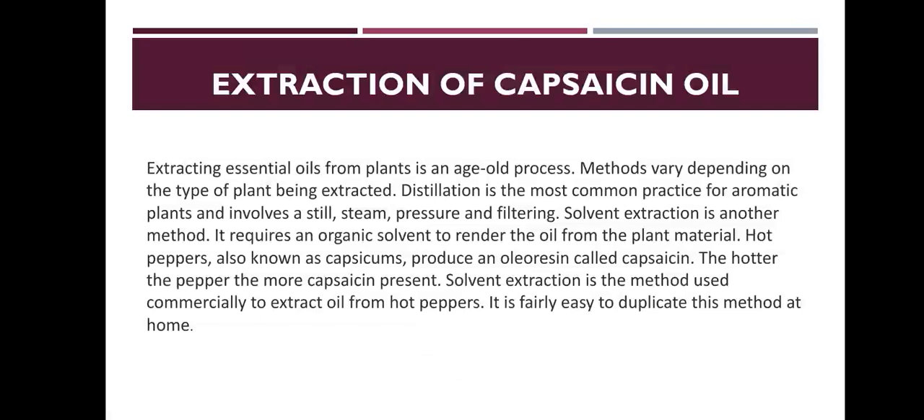Extraction of capsaicin oil. Extracting essential oil from plants is an age-old process. Methods vary depending upon the type of plant being extracted. Distillation is the most common practice for aromatic plants. Aromatic basically means fragrance or smell, and it involves the still, steam, pressure, and filtering. Solvent extraction is another method. It requires an organic solvent to render the oil from the plant material. Render means to suck off or suck out.